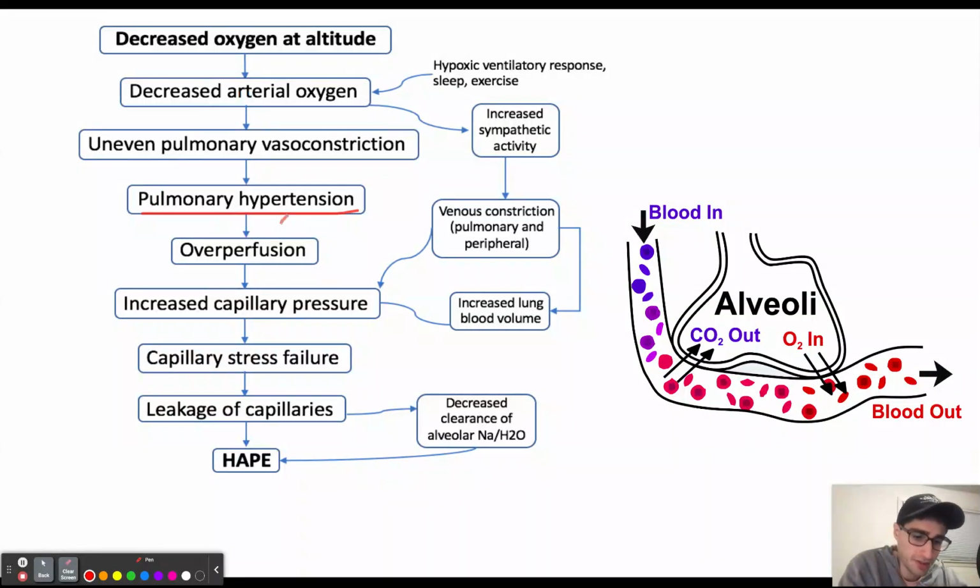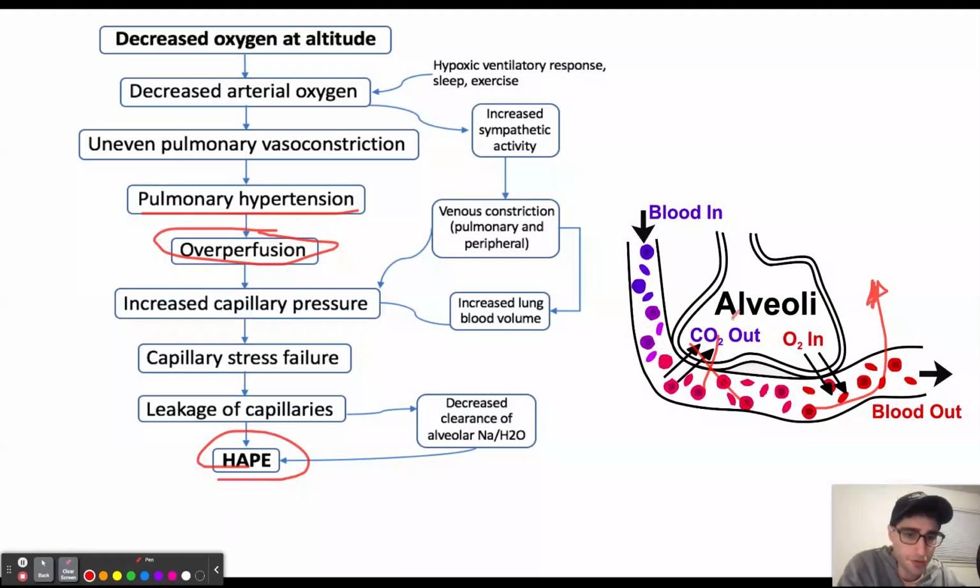In some people, this vasoconstriction is not going to be even. As a result, some areas are going to be overperfused. This in return is going to cause alveolar capillary membrane damage. So here, for example, we're going to experience damage, which is then going to lead to fluid leaving our capillaries, which is then going to cause edema. So this is the hallmark of high altitude pulmonary edema.